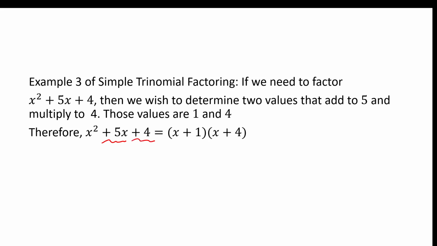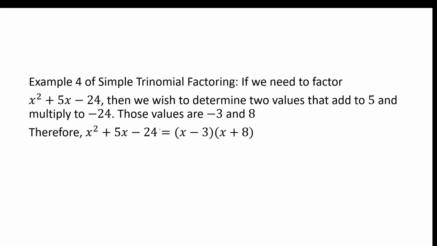This is for many students the easiest example. We want to come up with two numbers that add to 5 and multiply to 4. Those numbers are positive 1 and positive 4. So the trinomial given is equal to the expression x plus 1 times the expression x plus 4. And we could also be given a situation with a positive middle coefficient and a negative constant term. And often these trinomials factor as well. The trinomial x squared plus 5x minus 24 equals the quantity of x minus 3 times the quantity of x plus 8.